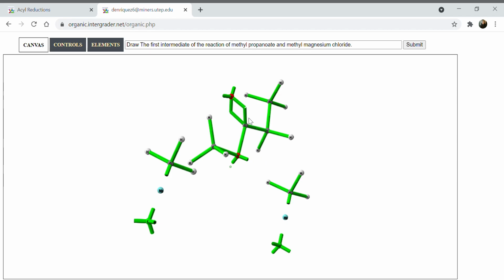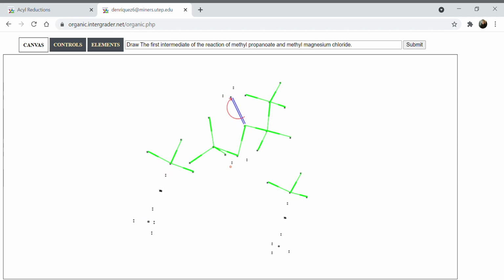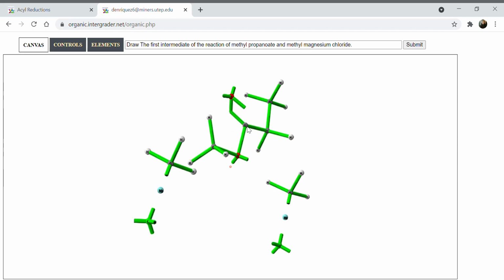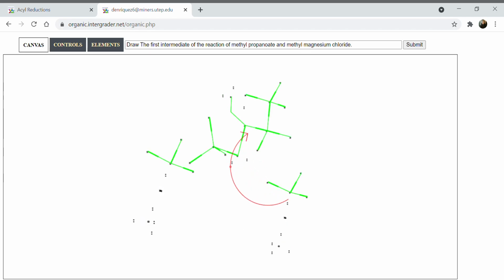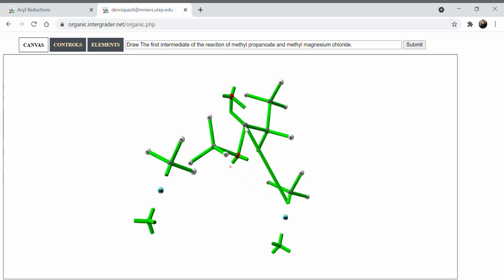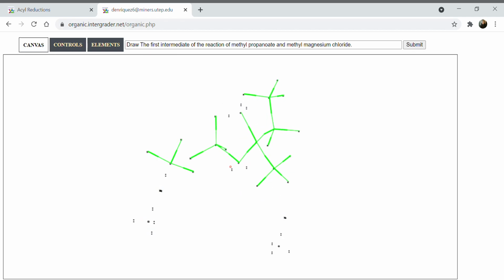For this one, this will be the first move: release those electrons back to oxygen. That leaves a positively charged carbon. So I'll take this methyl, the only one here, and add it to the carbon to give a neutral charge, then hit arrange.